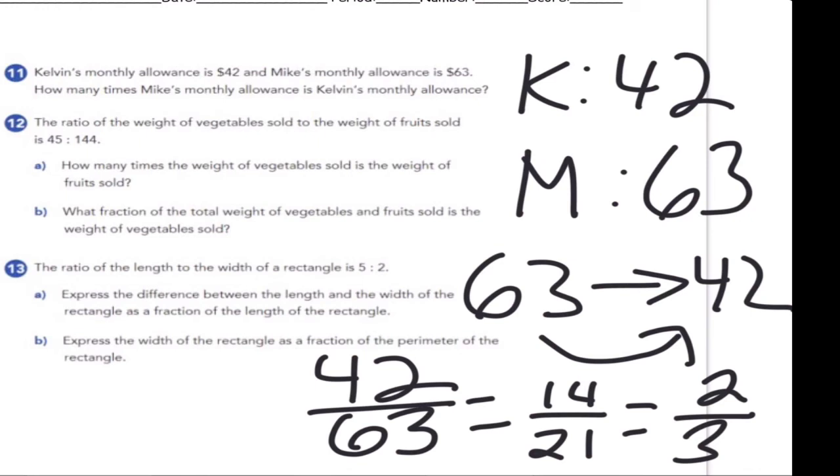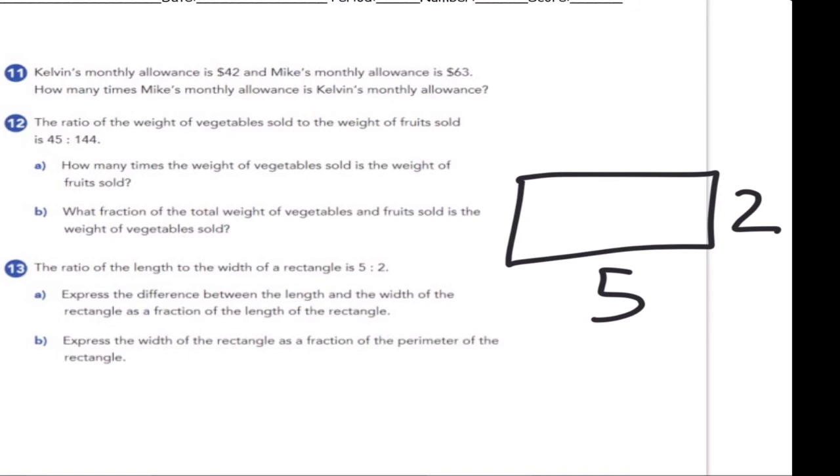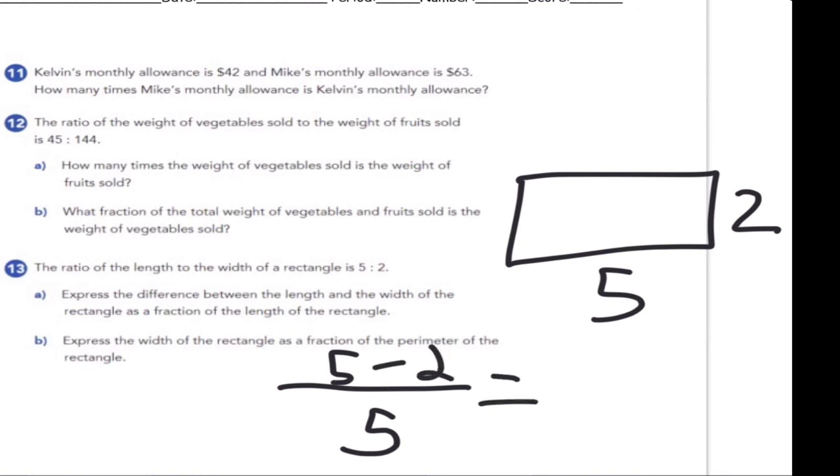Okay. All right. So let's look at one more. Number 13. Let me just erase this. Okay, so number 13 says this: the ratio of the length to the width of a rectangle is 5 to 2. So if I draw this, the length is 5, the width is 2, and that's what it's going to look like. Express the difference between the length and the width of the rectangle as a fraction of the length of the rectangle. Okay, so the length of the rectangle is 5. The difference between the length and the width is 5 minus 2. So 5 minus 2 is going to be 3. And then the length is 5. So it's 3 to 5.